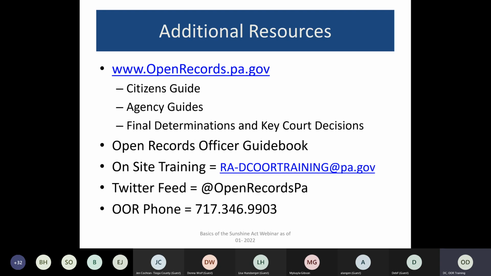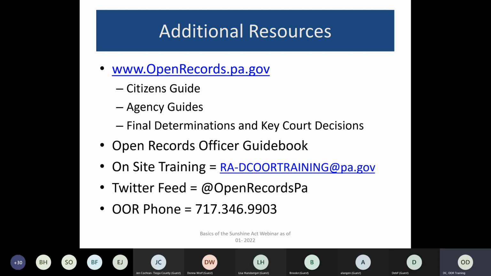So we are at the end of the presentation. If you have any further questions, now's the time to get them in before we conclude here. But in the meantime, I would like to encourage you to take a look at the Office of Open Records website. Lots of good information on there. There is a page dedicated to the Sunshine Act with some FAQs. You can download the act itself and take a look at it.